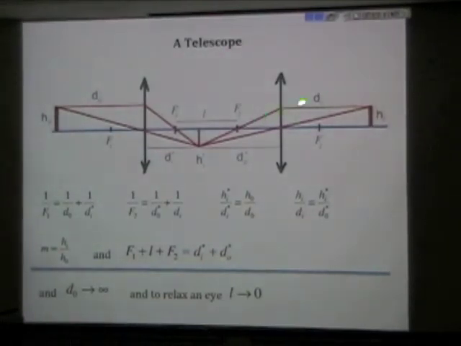To make these rays parallel, we have to place this object, which is the image generated by this lens, at the focal point of this lens. To achieve that, we just make this distance equal to 0. So two conditions: first, the object is infinitely far away, and second, these two focal points coincide.